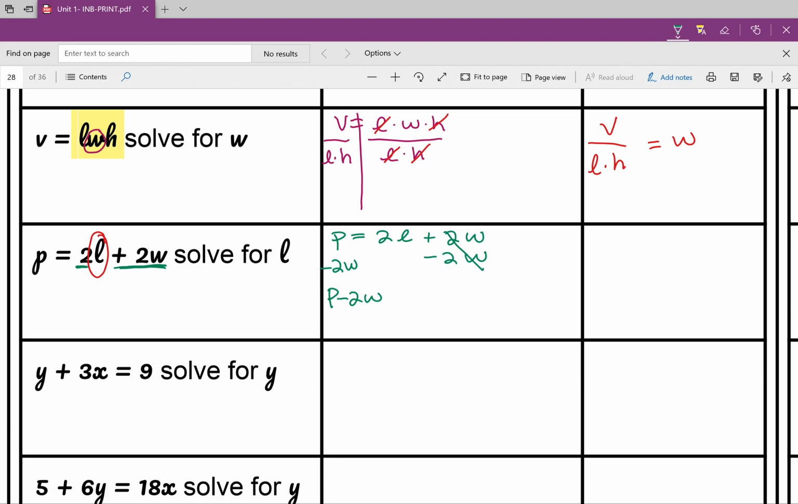And then these go away. Then we bring down our 2L. So that means the last thing we need to get rid of is the 2. So I'm going to divide by 2. And I'm going to divide each term by 2. Remember, a term is a part of the problem that is separated by a minus or a plus sign. So if I am simplifying this, I notice that these 2's cancel and these 2's cancel. So that means my answer is P divided by 2 minus W is equal to L. That's my answer.